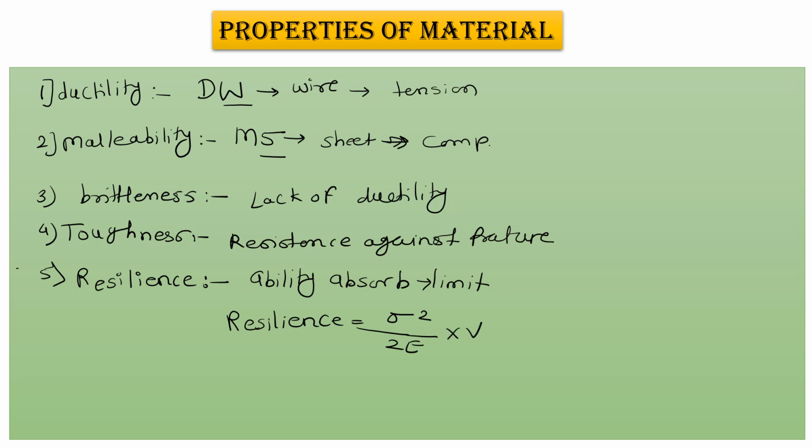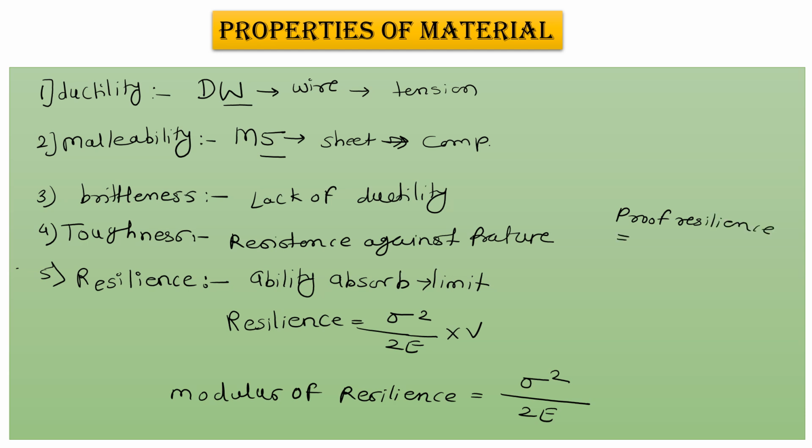Then modulus of resilience. Modulus of resilience is resilience per unit volume. So for modulus of resilience, the formula is sigma square divided by 2E. Then next is proof resilience. Proof resilience is nothing but the maximum value of resilience. So this is the formula for the proof resilience. This is Y.